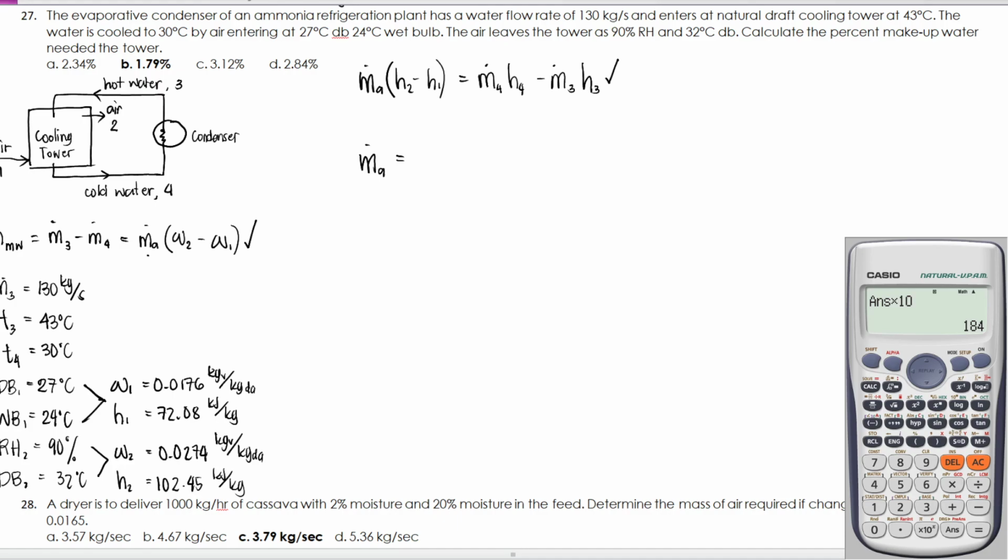Okay? So kung ipagko-combine natin sila, ang magiging mass flow rate natin ng air will be mass 3 times H4 minus H3, all over H1 minus H2, minus H4 times the change of humidity ratio 1 minus 2.